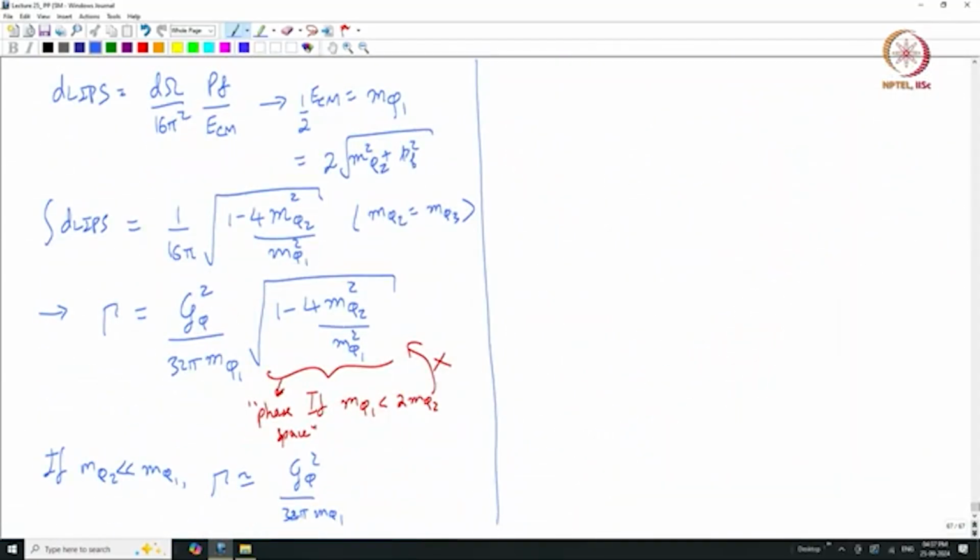Now let us move on to an example that is a bit more complicated, and that would be muon decay. So, what is the primary channel for muon decay? It's a weak decay. So, I have muon going to electron, electron antineutrino, and muon neutrino.